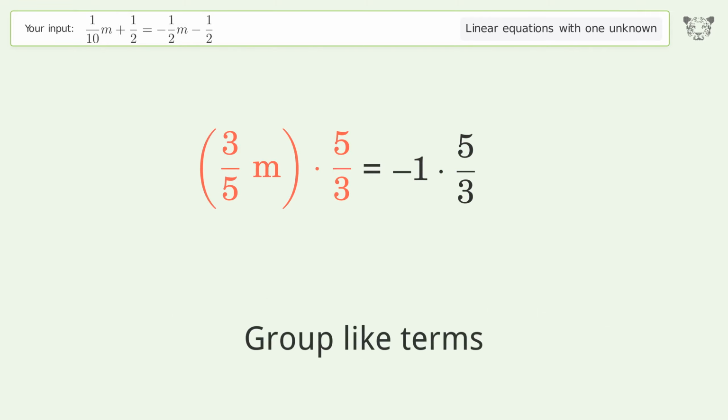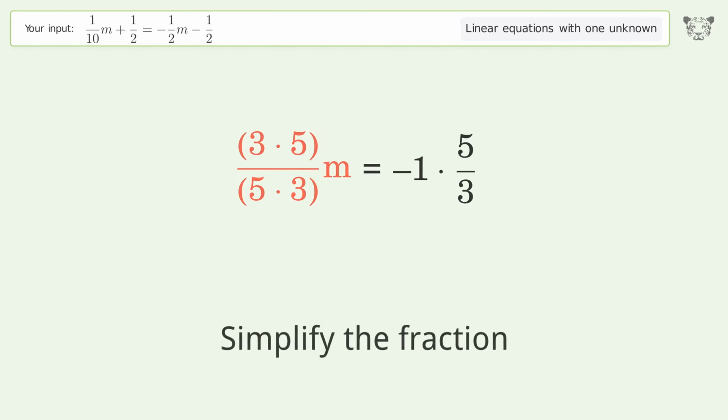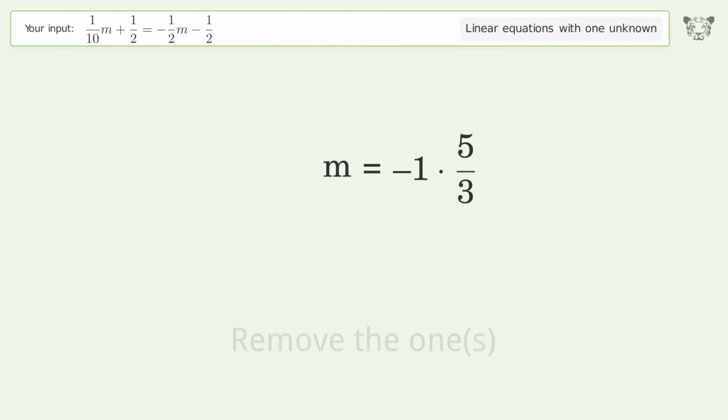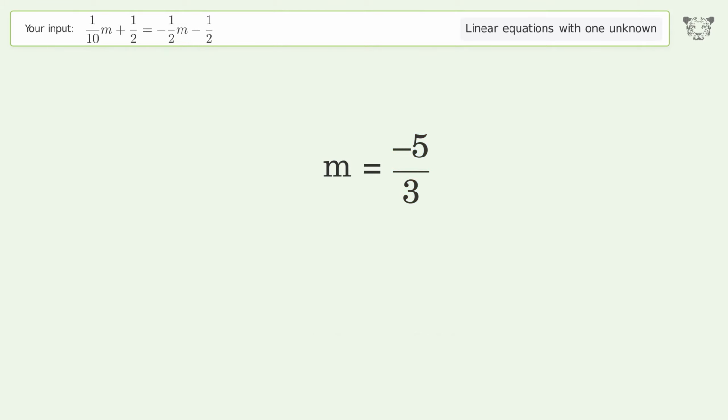Group like terms. Multiply the coefficients. Simplify the fraction. Remove the ones. And so the final result is m equals -5/3.